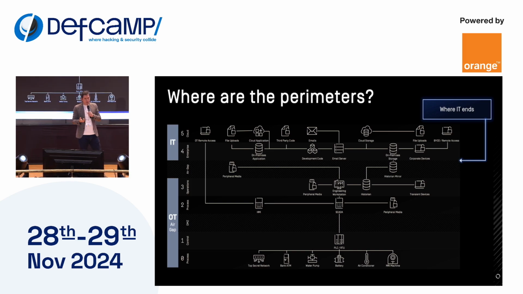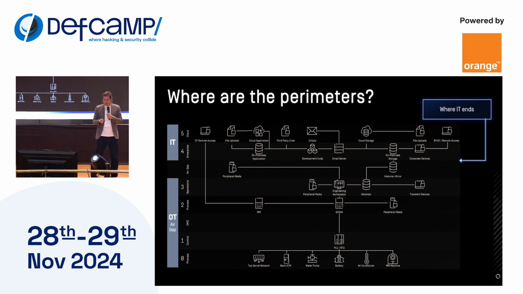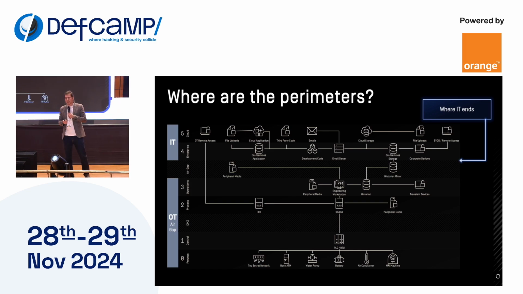The question is, where does the IT network perimeter end? What you see on the slide there is a couple of examples of different types of threat vectors, let's call them, on the top, and those usually sit in the IT network.